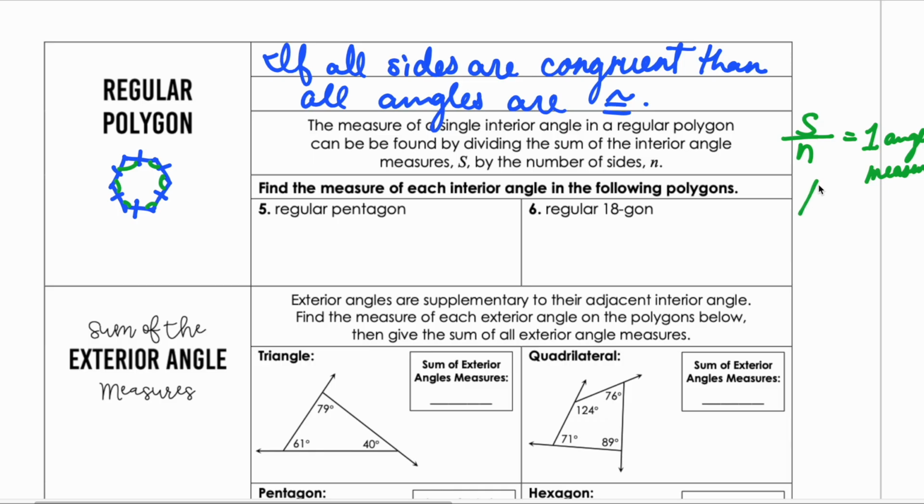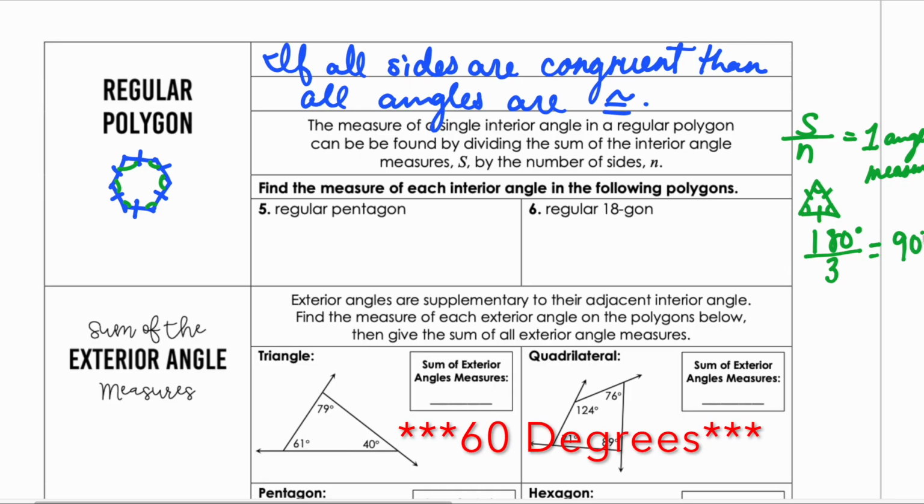If I have a triangle, and if it's a regular triangle, then all 3 sides are going to be the same, and all the interior angles are going to be the same. So I can take 180 degrees, which is the sum of my interior angles, and divide it by 3, because there's 3 angles, and that will tell me that each angle equals 60 degrees. We can use that same method of thinking when we're looking at a regular pentagon, except instead of 3 sides and 3 angles, we have 5 sides and 5 angles.